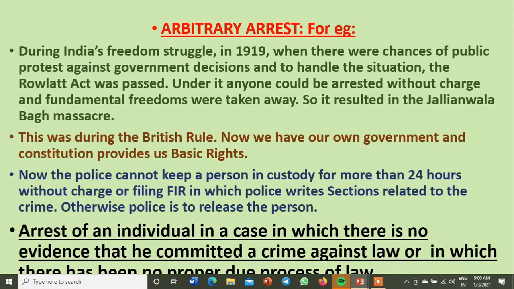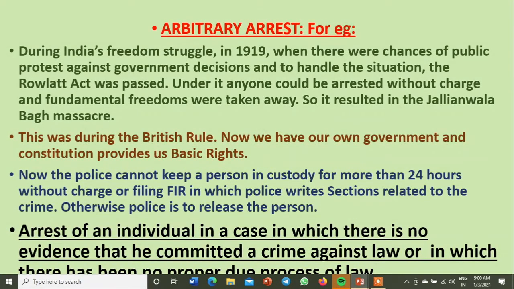Now we have our own government, and the constitution provides us the basic rights. So what are the basic rights? These are the fundamental rights. Now the police cannot keep a person in custody for more than 24 hours without charge or filing an FIR. FIR means First Information Report, in which the police writes sections related to the crime.